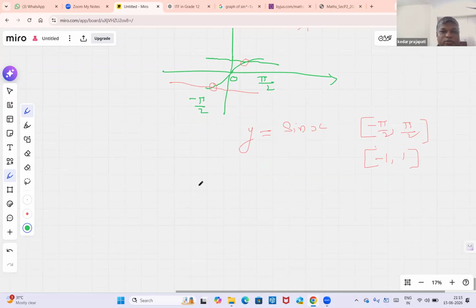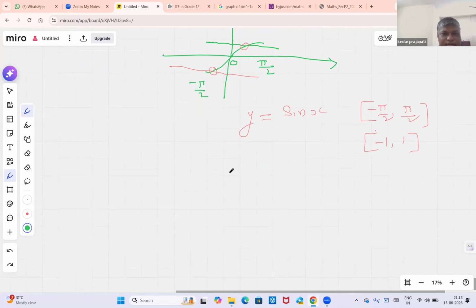Correct. So now coming to this inverse, I'll tell you how we create the inverse graph. Just be very careful here.